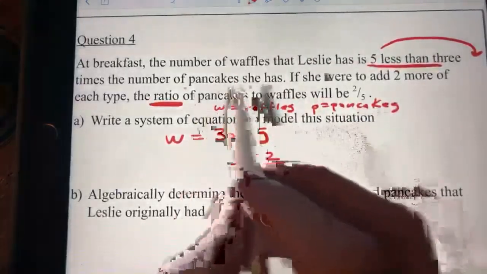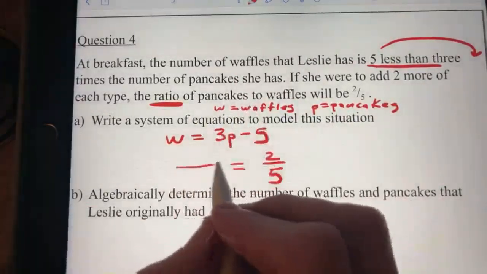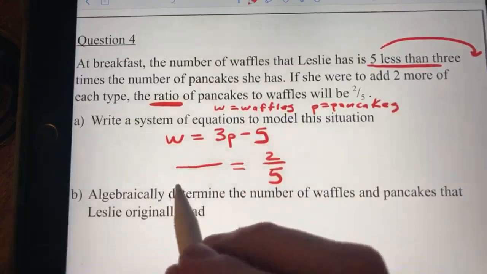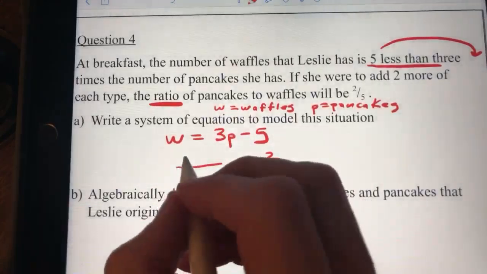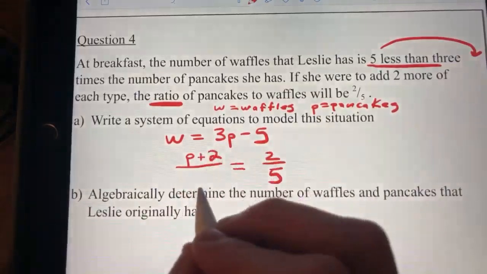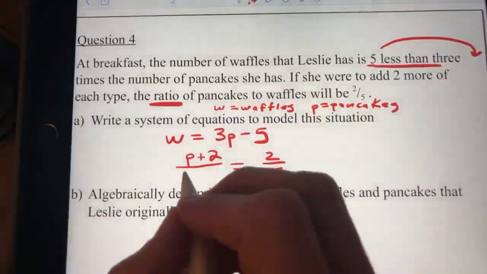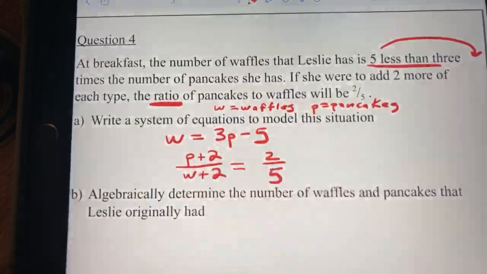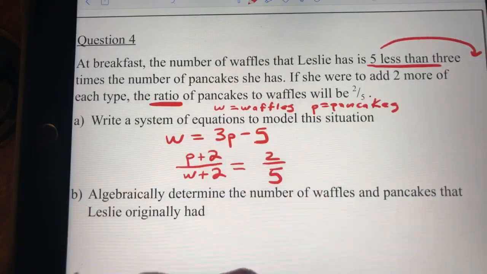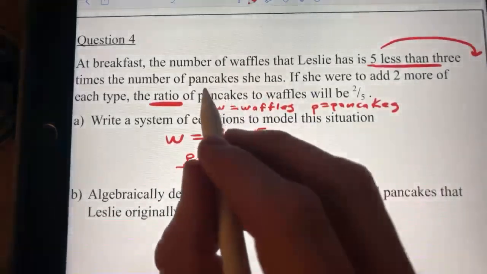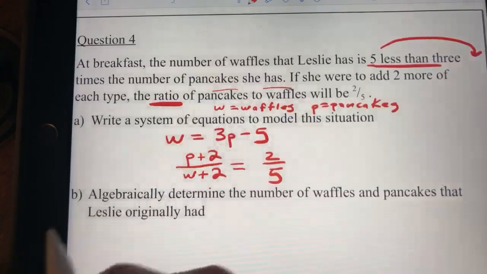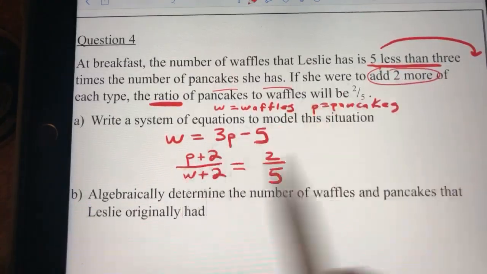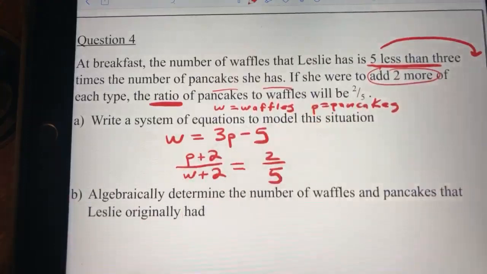This is saying pancakes to waffles. So I want to make sure my comparison starts with pancakes. Now, it's not simply just going to be P over W, because it does say that we have to add 2 more of each type. So if we were to add 2 more pancakes, and 2 more waffles, the ratio will be 2 to 5. Think about how that makes sense for a moment, right? Notice my order, pancakes over waffles. I don't have room underneath. I had to add 2. I didn't just write like P over W. You had to add 2 more. And then the ratio will be 2 to 5.